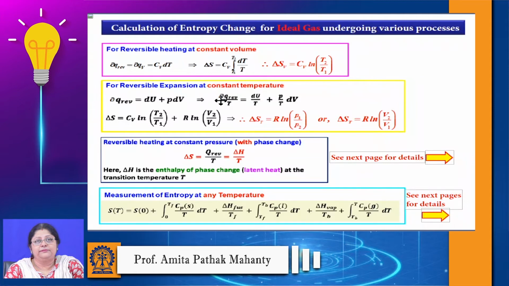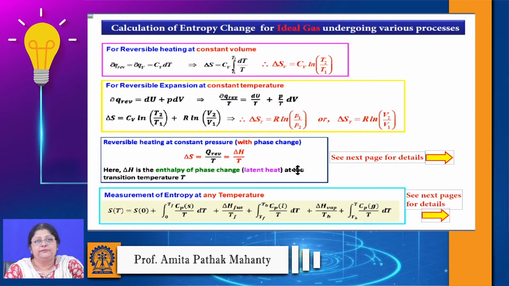What happens when you have reversible expansion at constant temperature? I have not put any condition here, so the general expression will remain in terms of temperature and volume, and from there you can take the temperature off because temperature is constant. Depending on what parameters are given, you can take it in terms of P or in terms of V. We are going to take one example of this today.